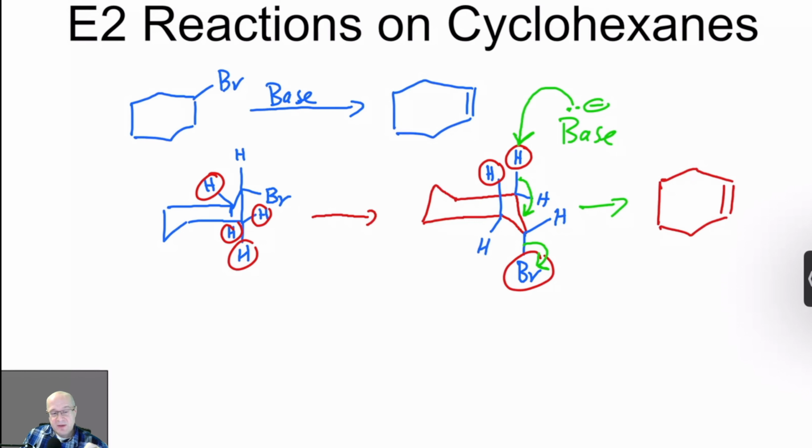But here's the take-home message. In order to do an E2 reaction in a cyclohexane, the alkyl halide must be able to adopt the axial position. Up or down is irrelevant. The halide must be able to adopt the axial position. If it can't for some reason, like the ring can't flip because there's a t-butyl on it, you cannot do an E2 because the bromine is not anticoplanar to any proton.